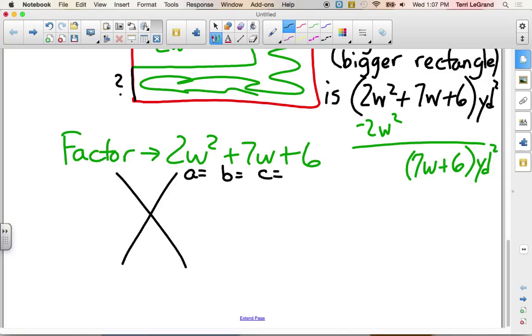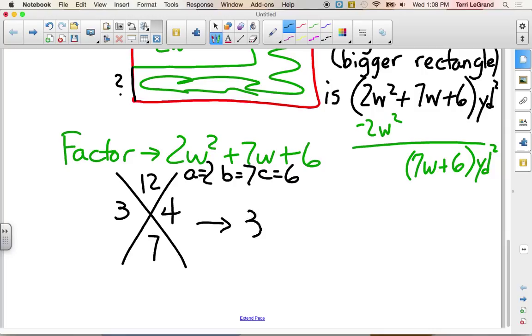Taylor, what's A? 2, not W. What's B? 7, and what's C? 6. Okay, that means what's going to be up in the upper part is 2 times 6, which is 12. We need 12 up here, and a 7 here. 3 and 4. 3 times 4 is 12, 3 plus 4 is 7.